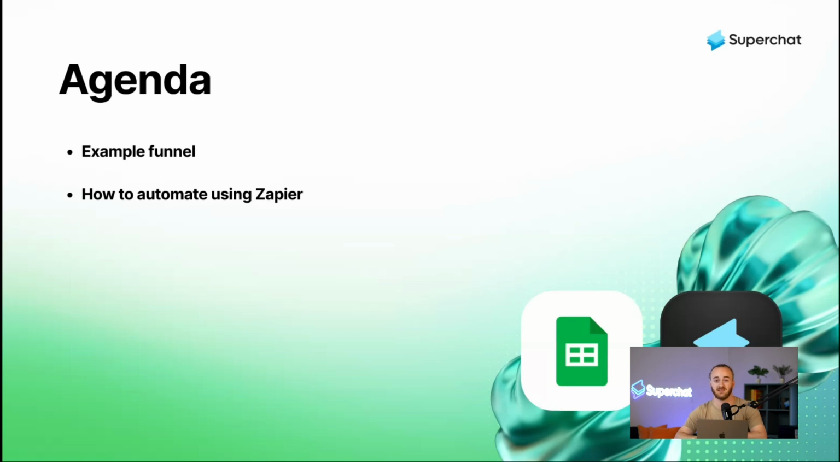Next, I'm going to show you how we can automate this funnel, or how we can automate steps in the process by using Zapier. I will also go into the difference between using Zapier or Make or the API. And also, as a third step, how we automate using Superchat.